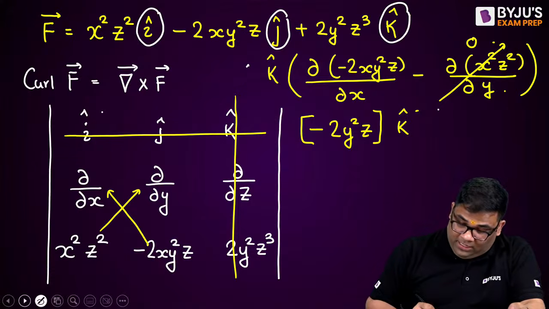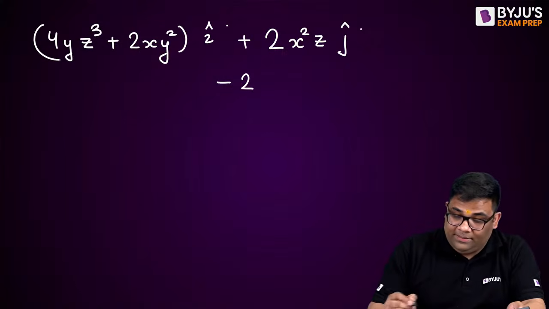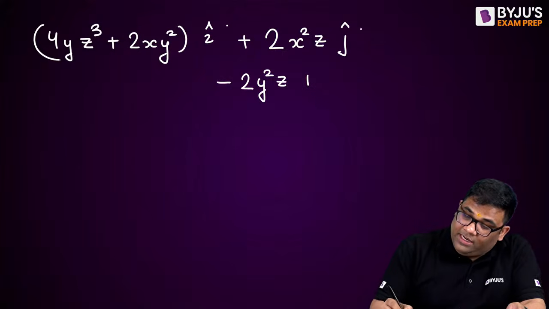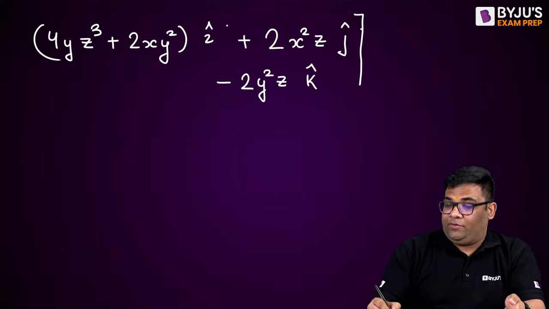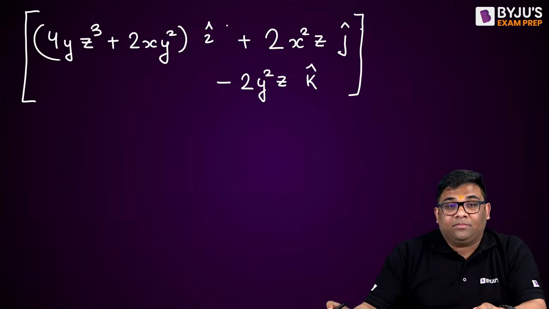See, when they ask you curl, it is simply your cross product. But you have to do it a little systematically. If you do it very systematically, then you can easily find it. And you can see that this is a vector function.